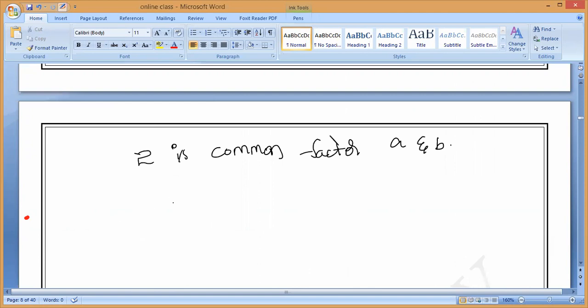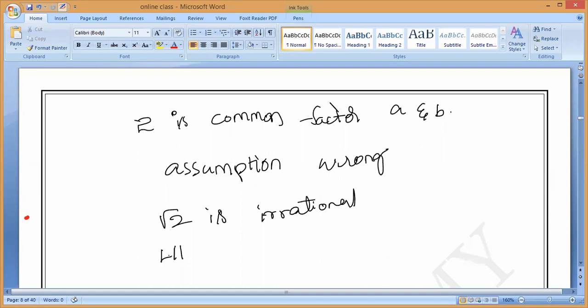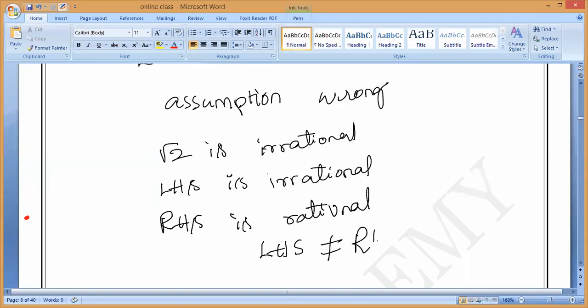So LHS is irrational, root 2 is irrational, and RHS is rational. So LHS is not equal to RHS. This is a false statement. So our first assumption is wrong. What is our first assumption?